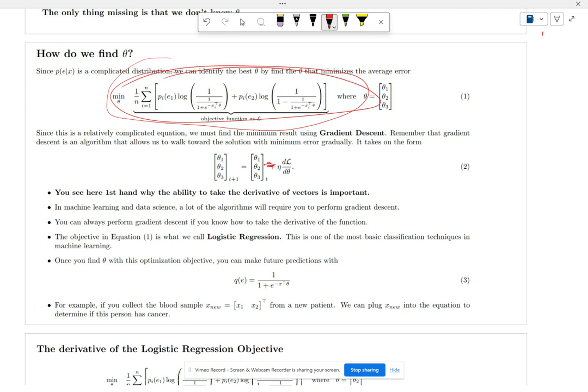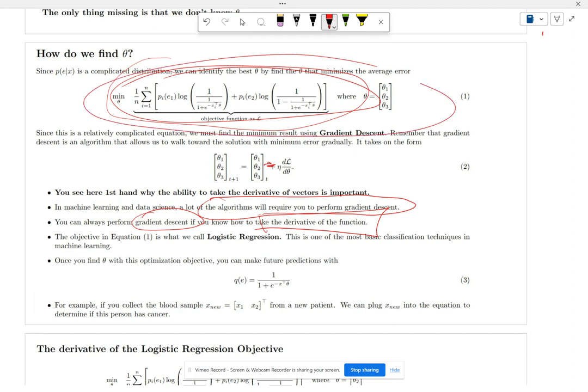In machine learning, this actually happens over and over again. It's a very common theme. A lot of the algorithms will require you to perform gradient descent. You can always perform gradient descent if you know how to take the derivative. Now, equation one, what we show here, is logistic regression. This is one of the most basic classification techniques in machine learning. Once you find the theta, you essentially have a prediction probability, which you plug X into, and it will tell you the probability that you have cancer.